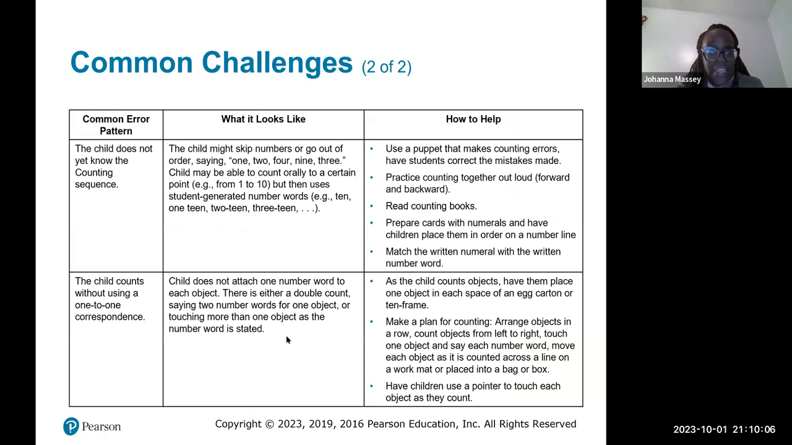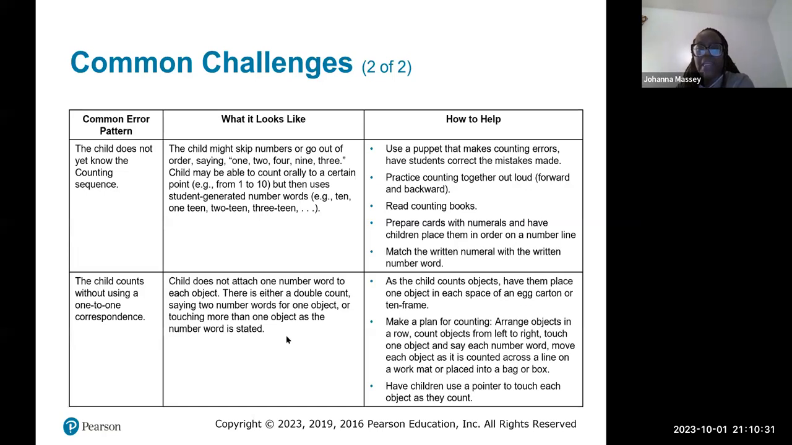What does that look like? The child might skip numbers or go out of order, saying 1, 2, 4, 25, 2. And you're like, what in the world? Yeah. A child may be able to count orally to a certain point, like they can go from 1 to 10, and then they start doing some strange things like 10 and 1 because they're trying to understand the world. So, this is how to help.